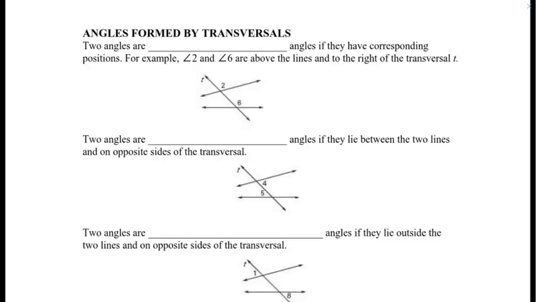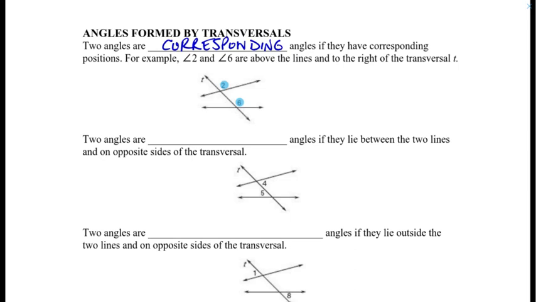All right, moving on. So let's start taking a look at some angles that are formed by transversals. So remember, a transversal is a line that intersects two or more coplanar lines. So two angles are called corresponding angles if they have corresponding positions. So when we look at this, we're talking about kind of the same place of the intersection. So when I look at where this transversal is intersecting my two lines, I see that the angle in kind of the top right-hand corner, those are going to be corresponding angles.